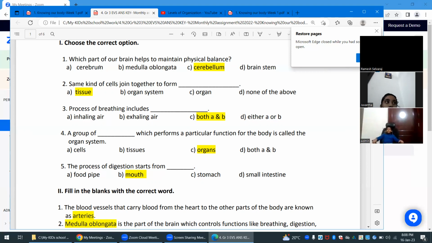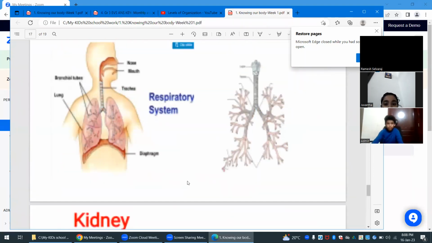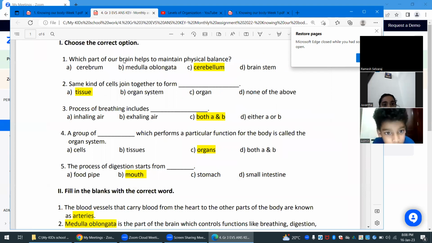How does the cerebellum function? The cerebellum helps intelligence, learning, judgments. Right. What else? Sense of hearing, speech, vision, and memory, taste and smell, certain personal movements. Right. So here you see the brain stem, it helps control changes in heart rate, breathing, blood pressure, vomiting, swallowing, digestion. That's right.